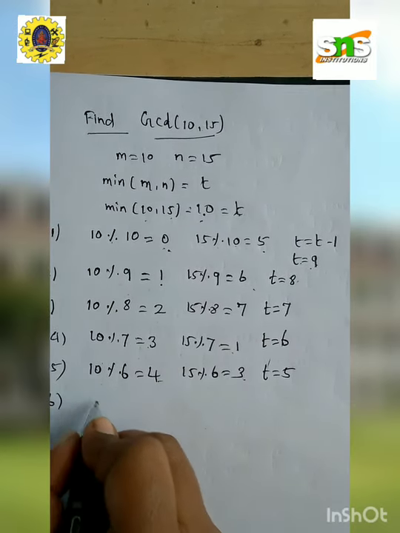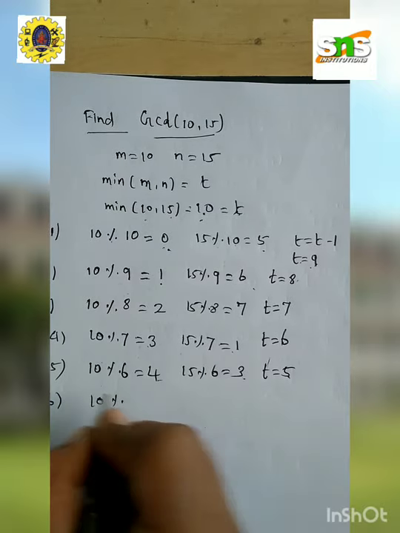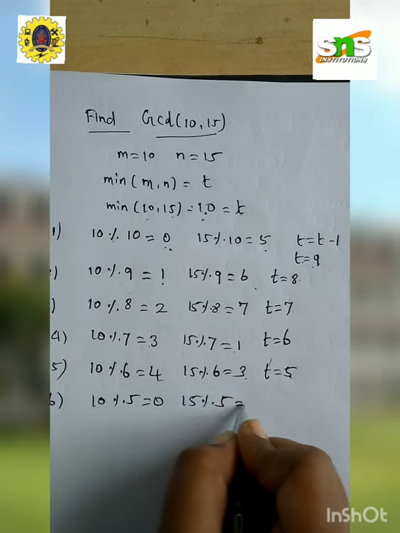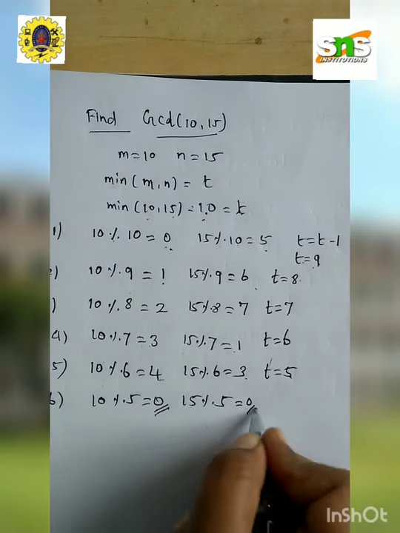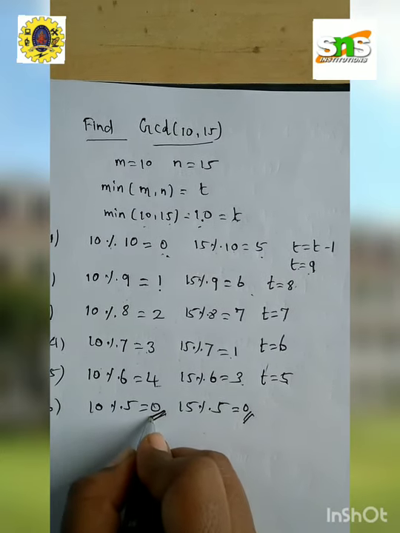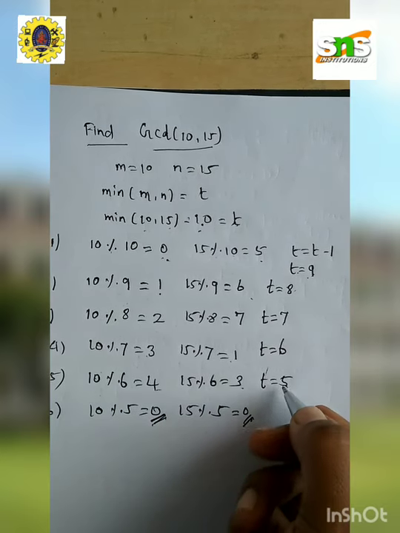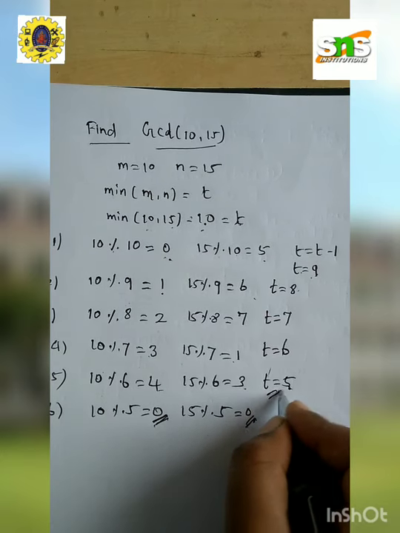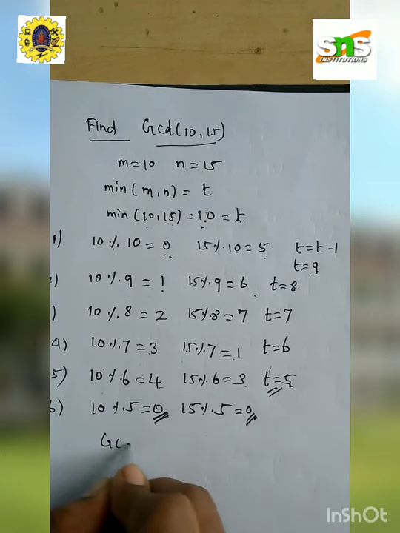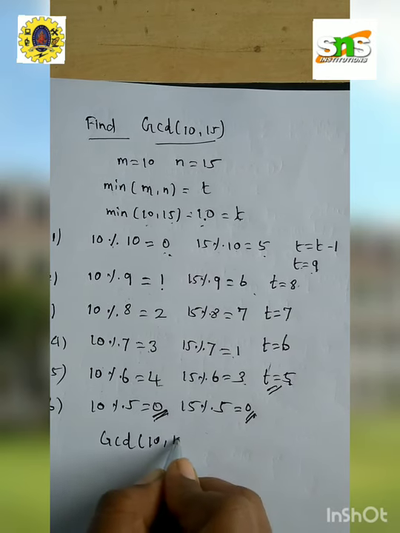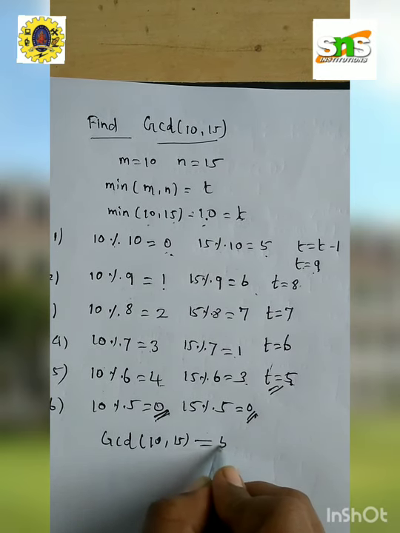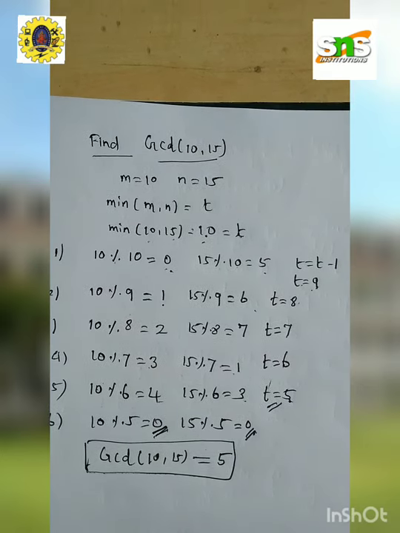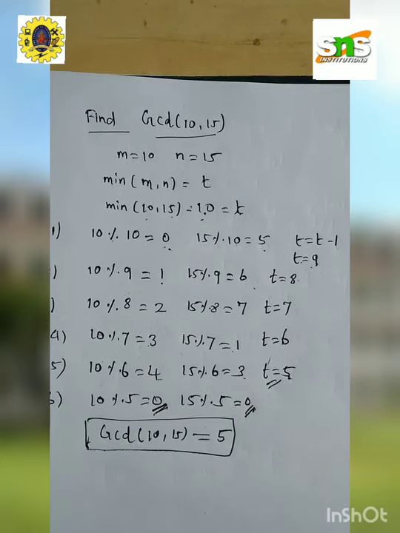Next step, 10 mod 5 equal to 0 and 15 mod 5 equal to 0. Both values are 0. So stop the process. Take the last t value as the GCD of these two numbers. The last t value is 5. So GCD of 10, 15 equal to 5. This is the consecutive integer checking method.